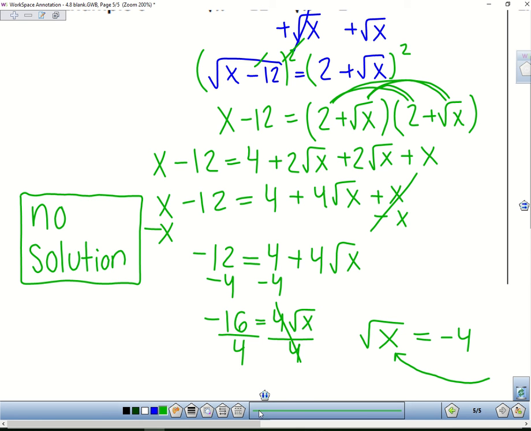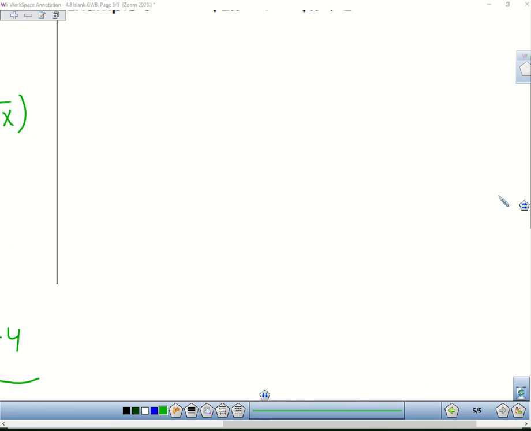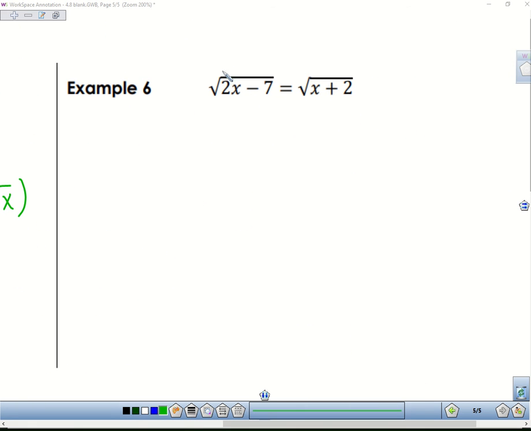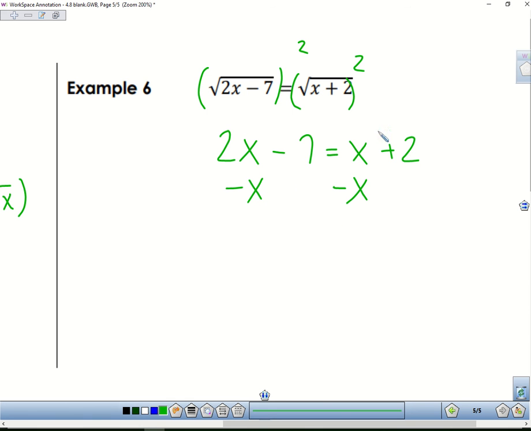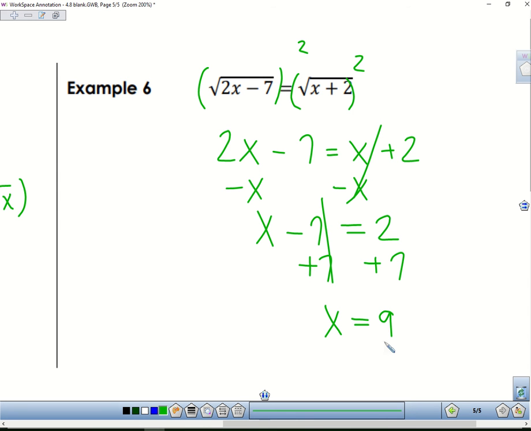Okay. So the last one is actually pretty straightforward. So for the last question, when you have a radical on both sides like this, and that's all you have, you're just going to square both sides. And the radicals just go away. And then you just solve it. So we get x minus 7 equals 2. Add 7 to both sides, which just gives me x equals 9.